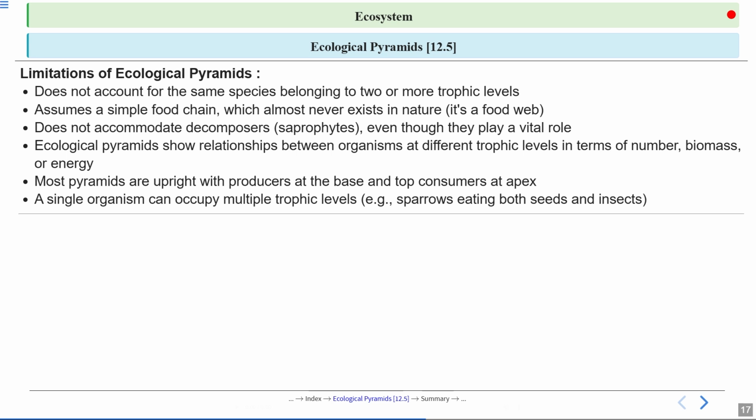Now, finally, remember that a single organism can occupy multiple trophic levels. For instance, a sparrow eats both seeds and insects. Whenever it eats seeds, it acts as a primary consumer. And if the sparrow is eating insects, then it is acting as a secondary consumer. So this flexibility is common in nature and adds to the complexity of real ecosystems.